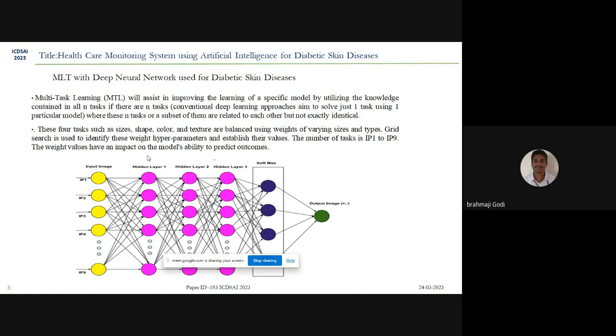And finally we applied softmax, and finally we get an output. In the output we clearly specify, sir, whether it is positive or negative. Positive indicates that it is a diabetic skin disease. Negative, it is not a diabetic skin disease.